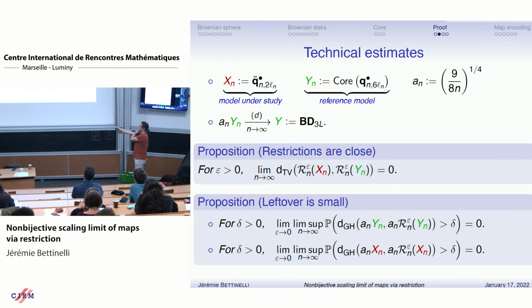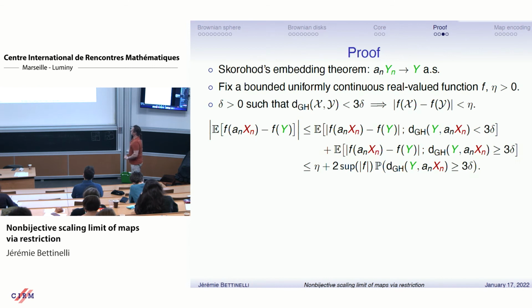So if I have these two estimates, then I can transfer the convergence of Yn to that of Xn. I actually included the proof in order to convince you that it's very, very short and very easy.